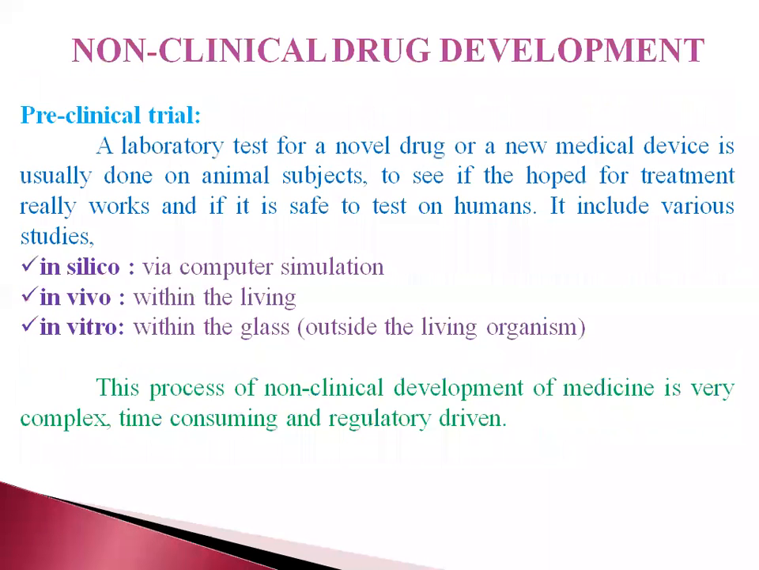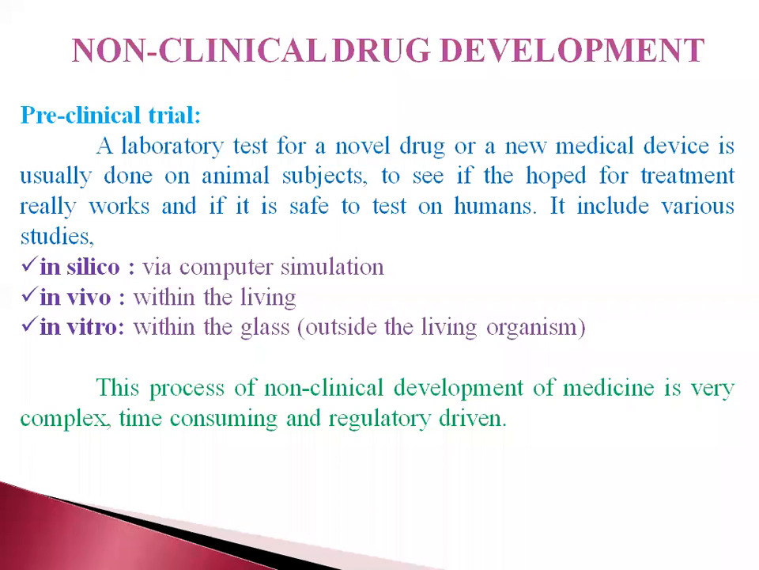Non-clinical drug development, that means preclinical study. Before clinical study, we go for preclinical studies. A laboratory test for a novel drug or new medical device is usually done on animal subjects. So generally, we do animal studies to see whether that particular product is active or not. We have three types of studies in preclinical studies: in silico, in vivo, and in vitro.